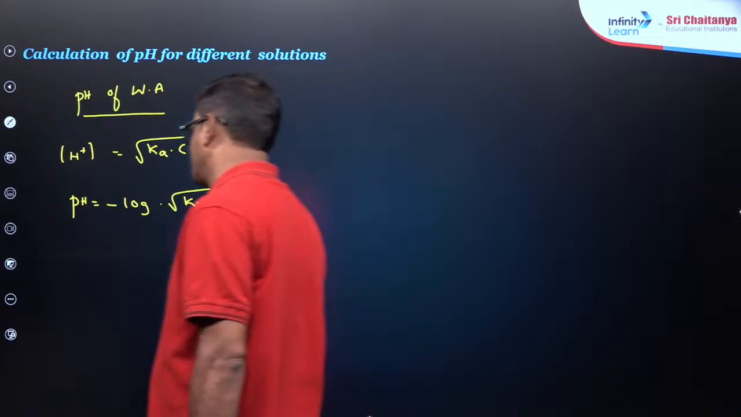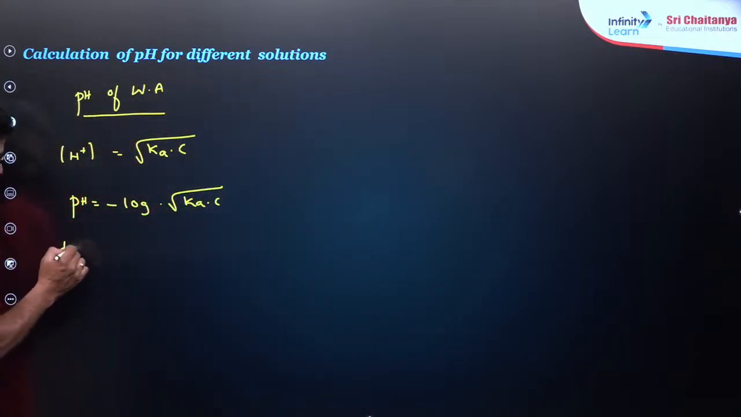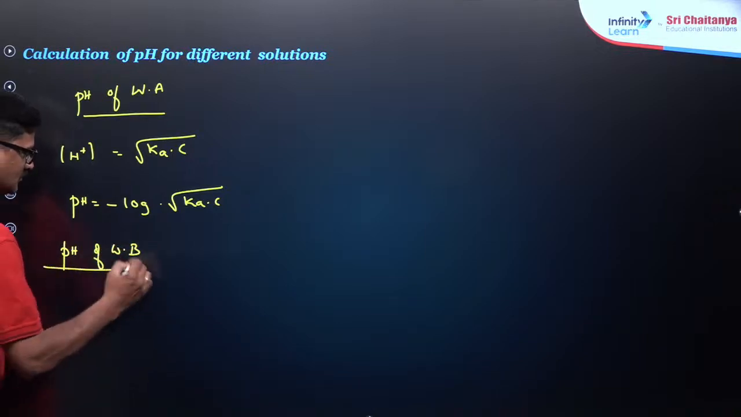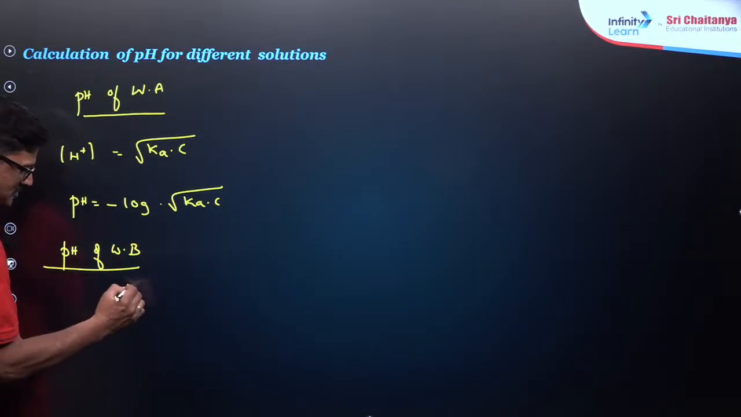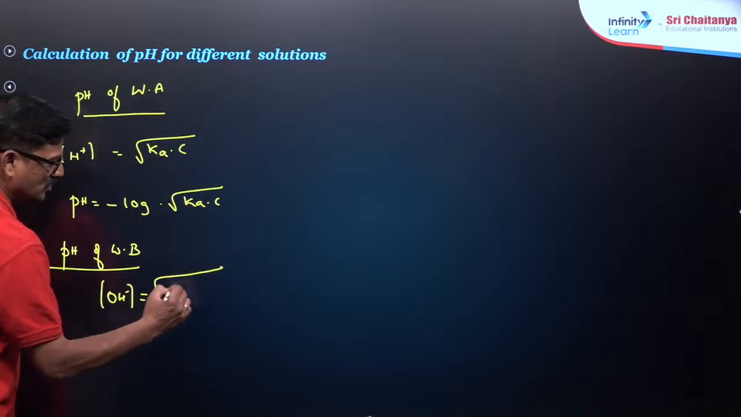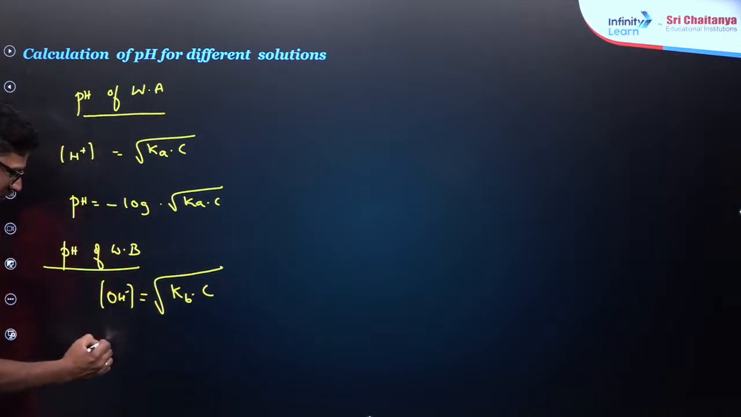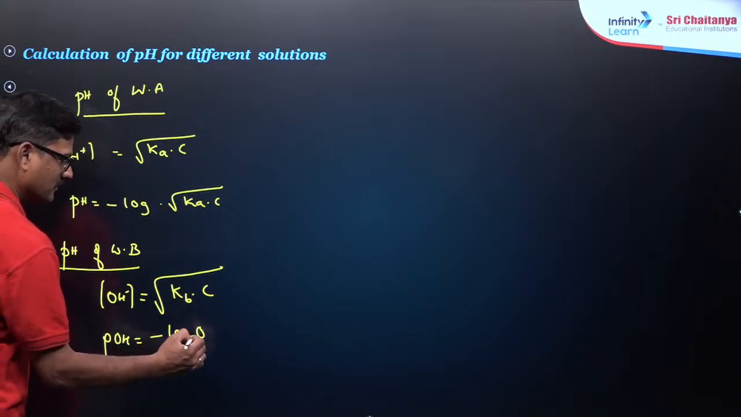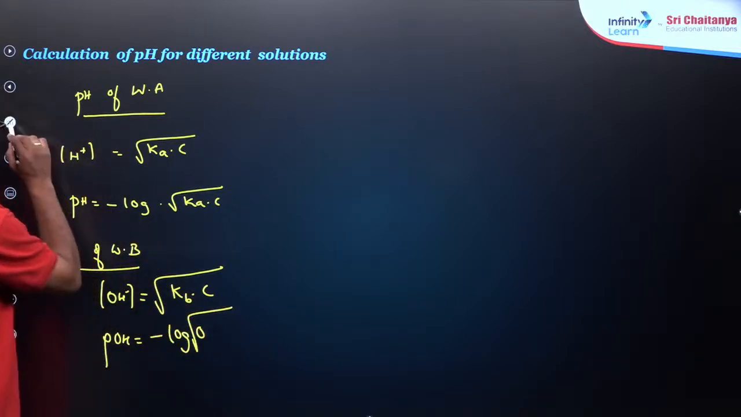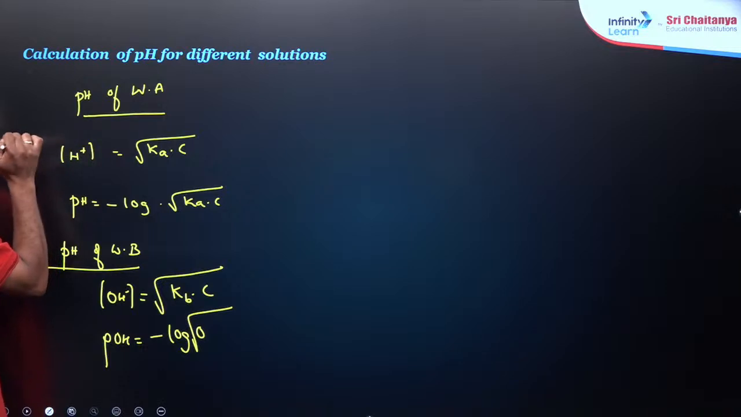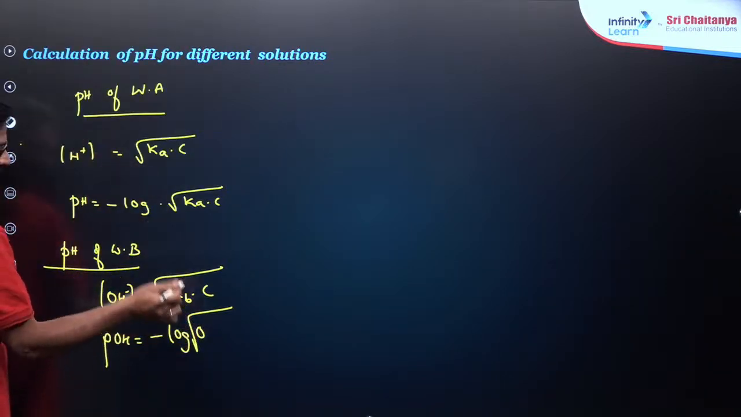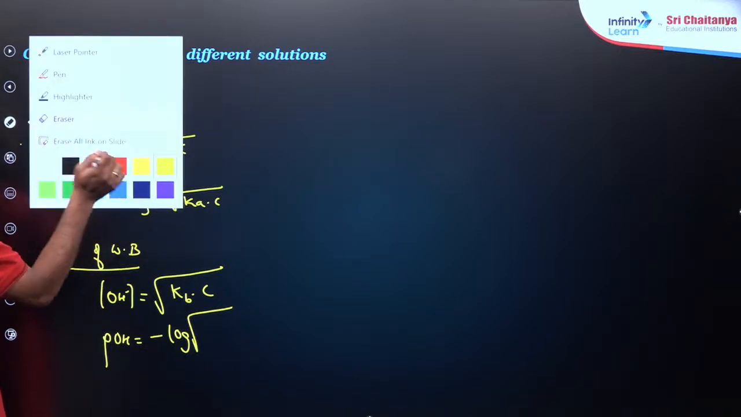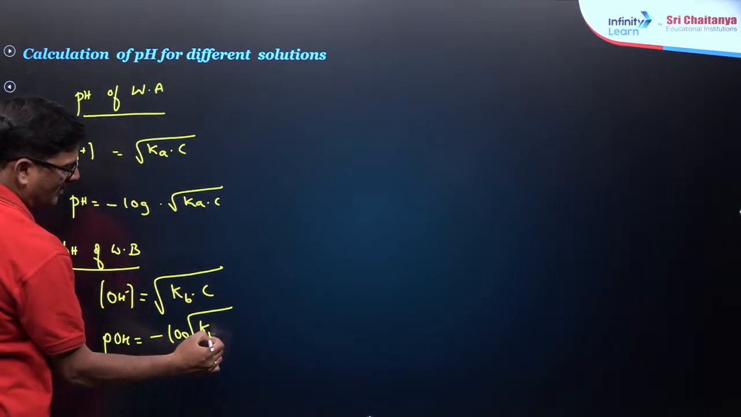Now, pH of a weak base. Then we can say OH minus ion concentration is equal to root over Kb dot C. From there, POH can be calculated as negative log of root over Kb dot C. That's it.